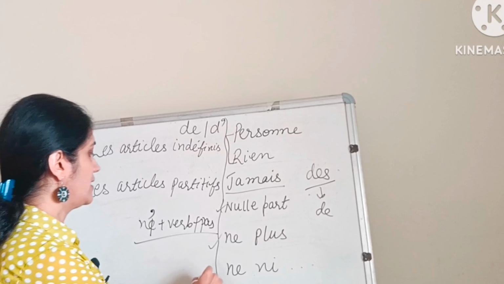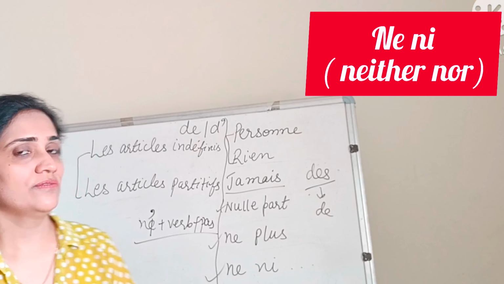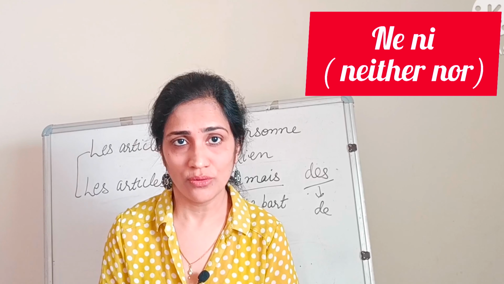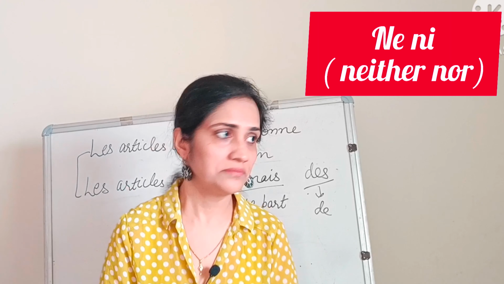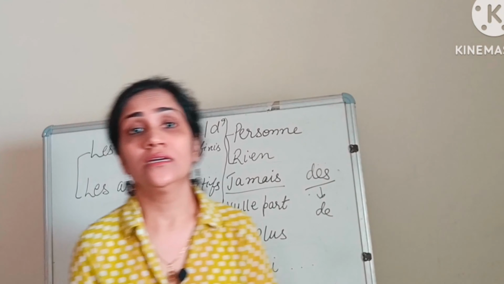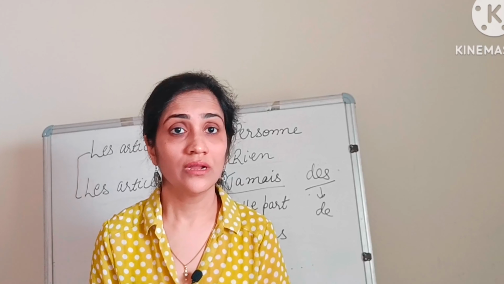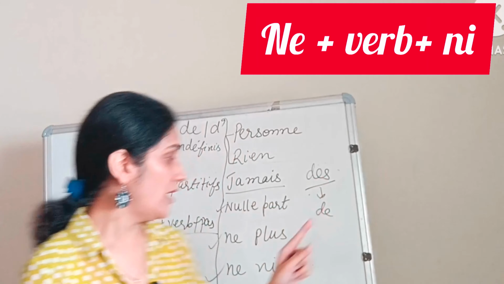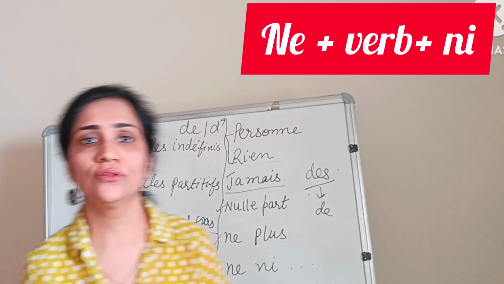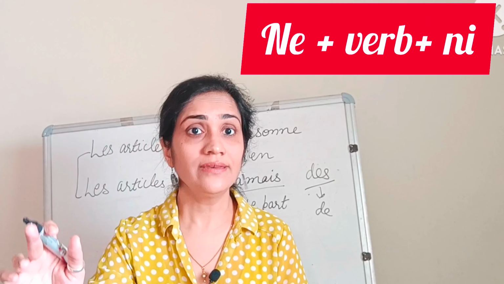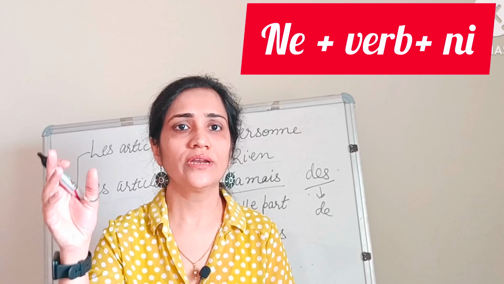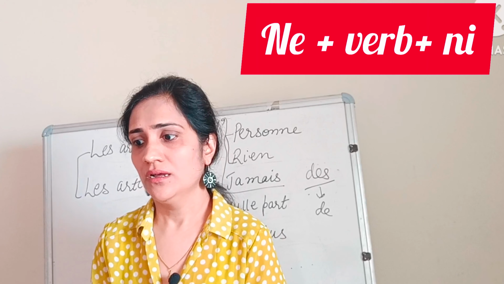Now, let's take the case of ne and ni. Ne ... ni refers to neither nor. In English pronunciation, we can also say neither or neither. Both are correct in English. So, ne ... ni refers to neither nor, and how can we use it? You have to remember that first you use the subject, then ne, then after ne you use the verb, of course, then ni, and after ni you use a particular term or a noun.